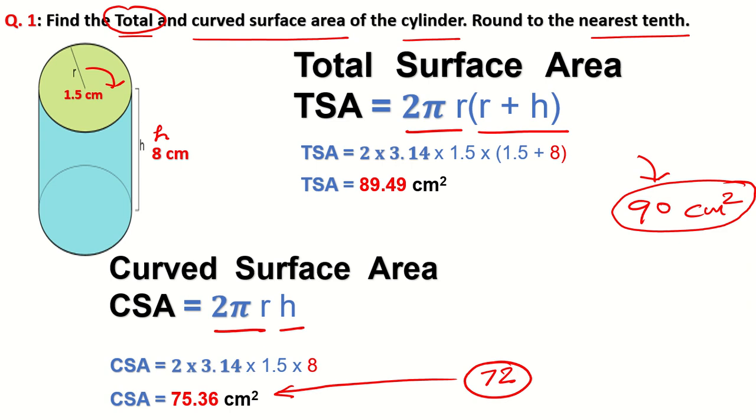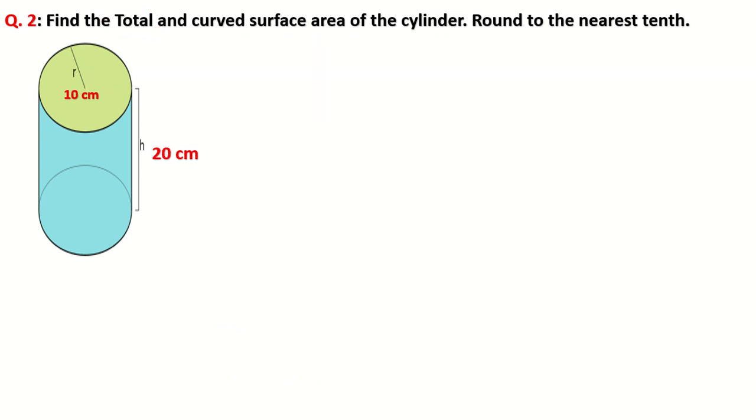Now you can have a variety of questions in this. Maybe they will say that the diameter is given. For example, if the radius is not given and the diameter is 20, what will you do? You will find the radius by taking half of the diameter. So the radius is 10, the height is 20, and again we have to find the total and curved surface area.